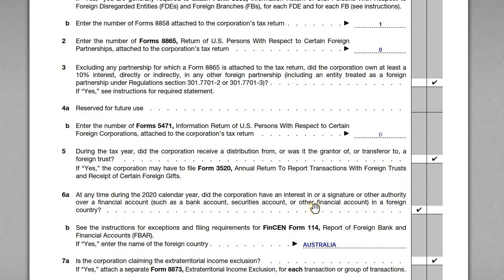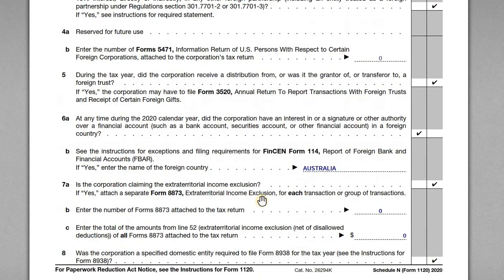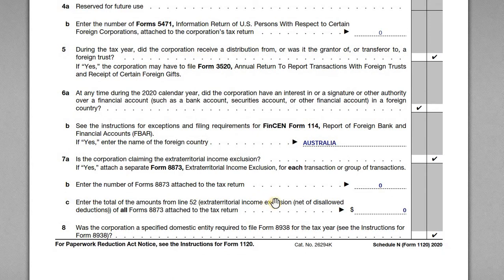For 6A, we do answer yes, right? So the corporation did have an interest in a foreign bank account because John's operating there. He opened a foreign bank account in the corporate name. So we do answer yes. It was set up in Australia. And so John will file FinCEN Form 114, the FBAR, with the FinCEN governmental authority, right? So it's a separate tax filing, well, it's not a tax filing, it's a separate reporting requirement that goes to FinCEN rather than the IRS. Okay? So that covers it for that example.